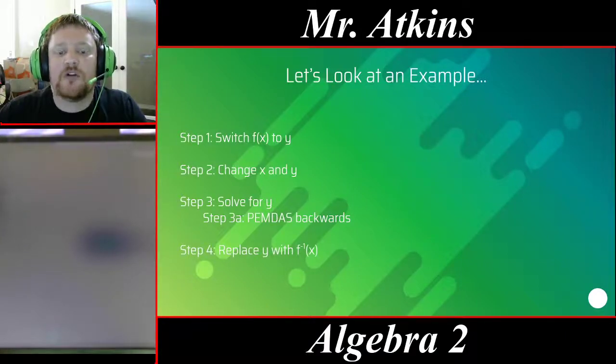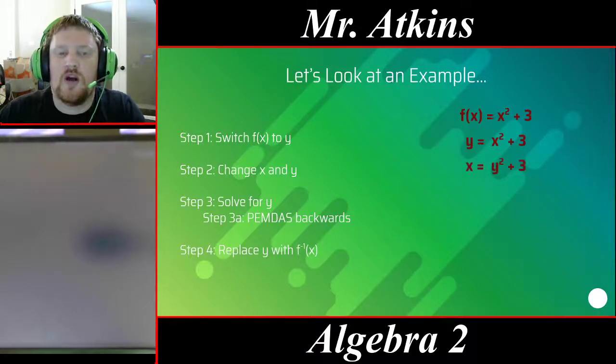Let's say our function, though, is f of x equals x squared plus 3. So if we switch f of x to y, and then we reverse where x and y are, we can now solve for y. We start by subtracting 3 because PEMDAS backwards says addition comes first. That gives us x minus 3 equals y squared. The opposite of squared is square root.